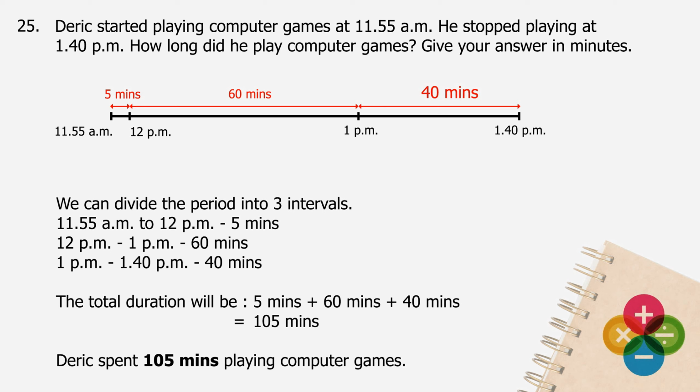We can divide the period into 3 intervals. From 11:55 a.m. to 12 p.m. will be a total of 5 minutes. From 12 p.m. to 1 p.m. will be a total of 60 minutes.